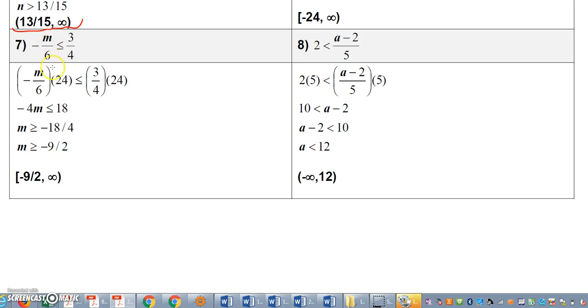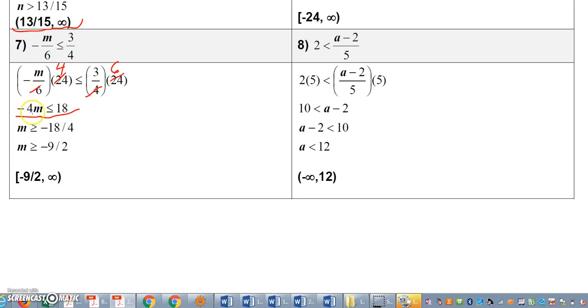So multiply this by 24, and you can see that 6 goes into 24 4 times. And so I have negative m times 4, which is negative 4m. And then over here, 3/4 times 24, 4 goes into 24 6 times. And then I have 3 times 6, which is 18. So I have negative 4m is less than or equal to 18.